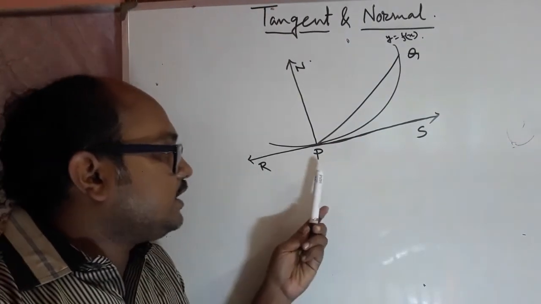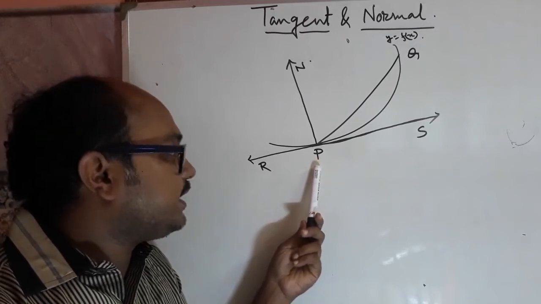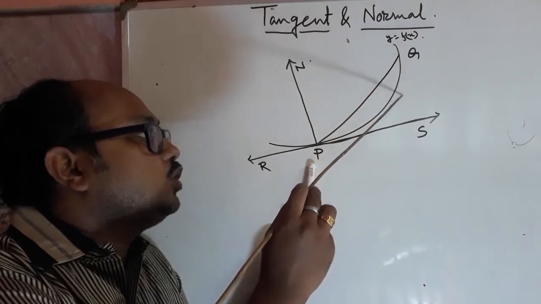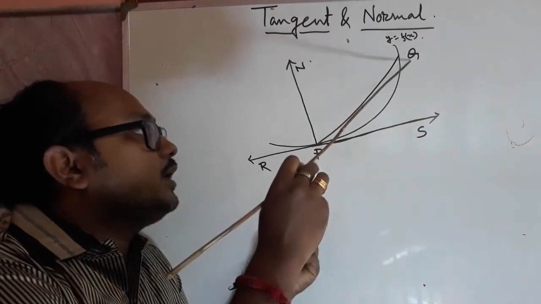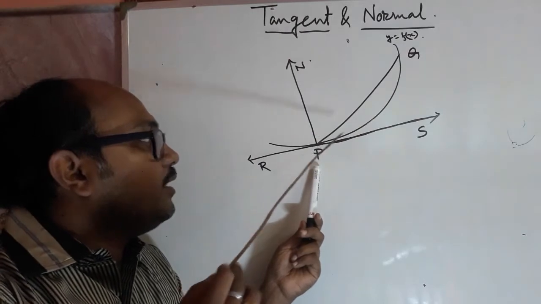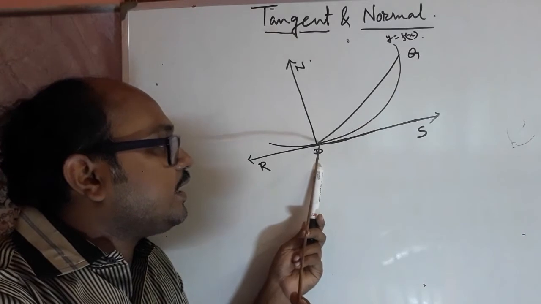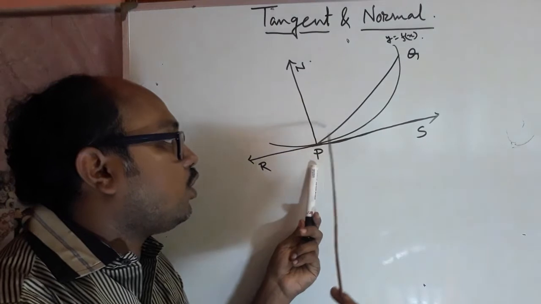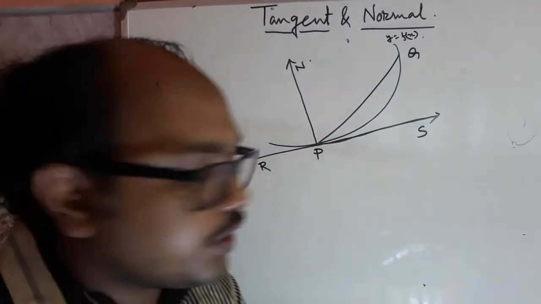Now this point P is fixed. Suppose the point P is fixed and the point Q moves towards P. The point Q comes nearer to P. Then when the point Q is very near to P, the limiting position of this chord PQ will be the tangent RS. I am showing you.